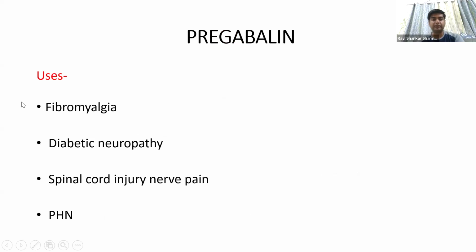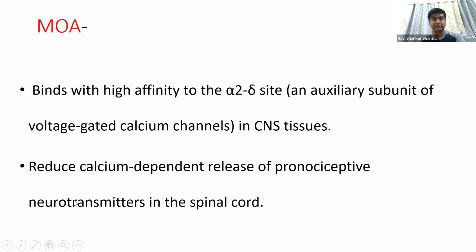This is FDA approved for fibromyalgia and DPN, and sometimes it can be used for spinal cord injury pain, central post-stroke pain, and other conditions like post-herpetic neuralgia. Definitely it has an advantage over gabapentin in that it has a faster onset of action. But in terms of side effects, especially in the elderly patient, pregabalin has a tendency to retain water. So it is more likely to cause heart disorder when you use it for a longer duration, especially in elderly patients.